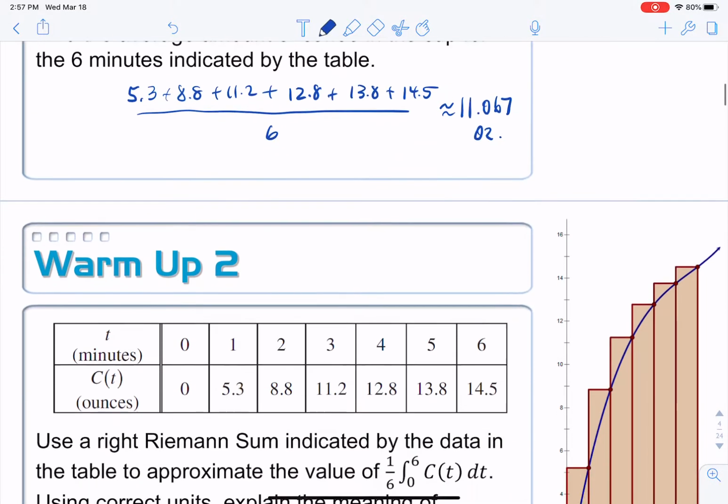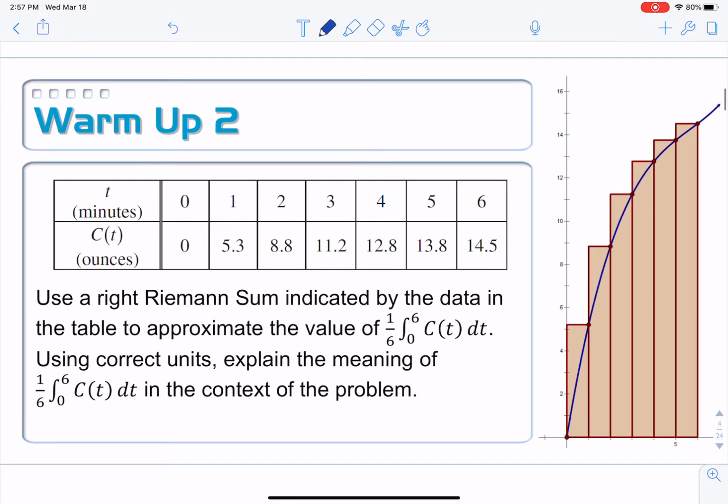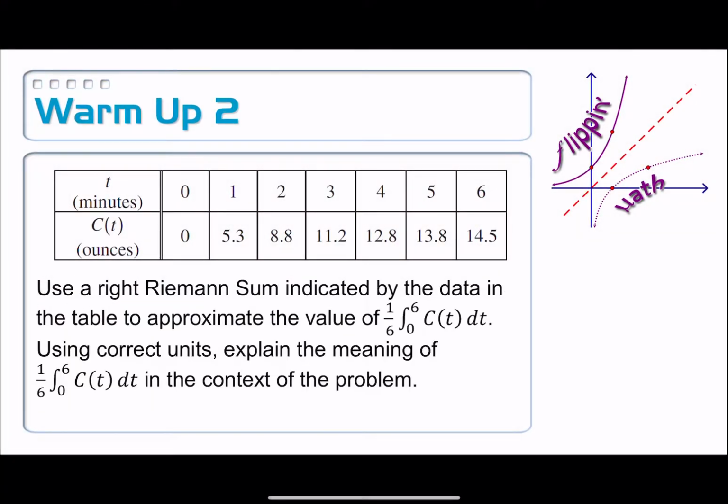Okay, so this actually wasn't the question. I've given you a sneak peek of what the graph is supposed to look like; you're not supposed to see that yet. The question was this: use a right Riemann sum indicated by the data in the table to approximate the value of 1 over 6 times the definite integral from 0 to 6 of c of t dt. Using correct units, explain the meaning of that integral in the context of the problem.